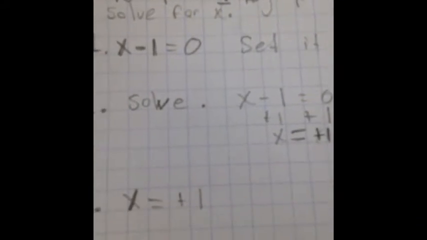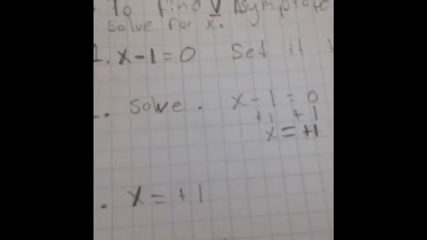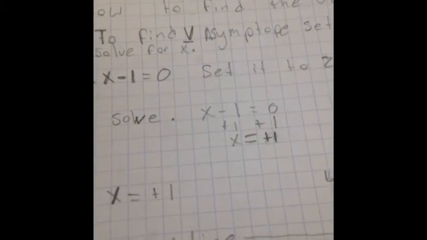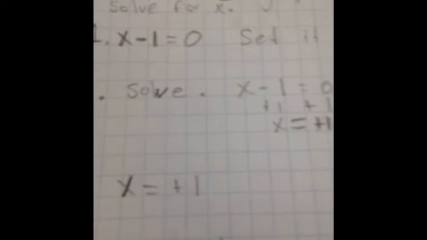Hooray! Now we're going to start with how to find the vertical and horizontal asymptotes. To find the vertical asymptote, set the denominator to 0 and solve for x. Now we remember that anything divided by 0 is undefined, and that's why you get an error on your calculator.